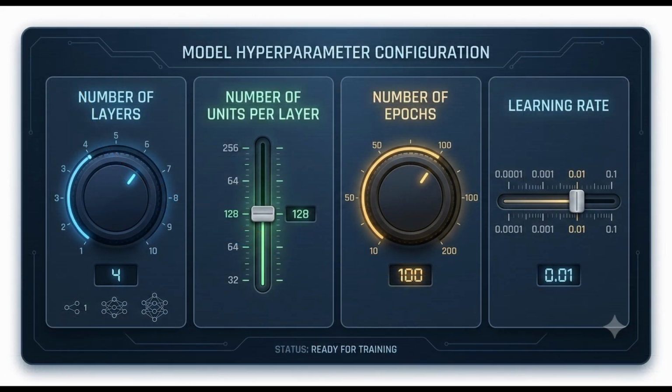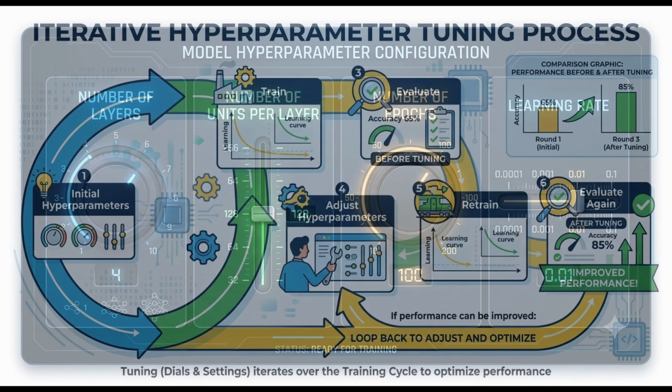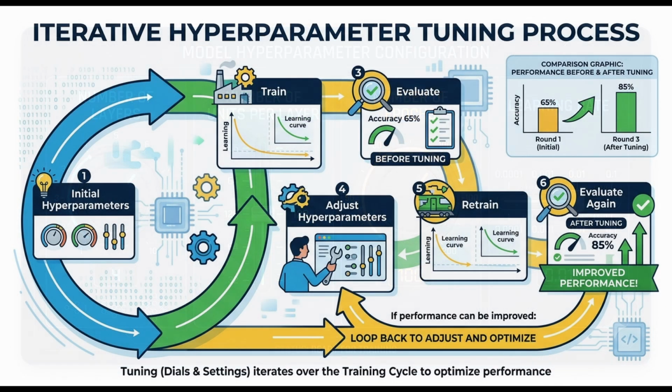Hyperparameter tuning and cross-validation. While a model is being trained, there's a second layer of decisions happening above it: hyperparameters. Hyperparameters are settings that you, the data scientist, choose before training even begins. Things like how many layers a neural network has, how many units are in each layer, how many epochs to train for, or how fast the model should adjust its parameters at each step. These are different from the model's internal parameters, which the model learns on its own during training. Hyperparameters are the dials you set going in.